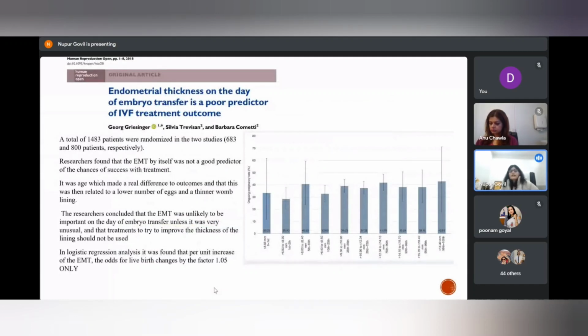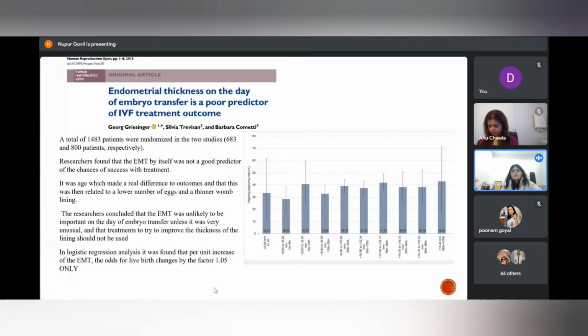This was a study by Grisingar et al., and they said that endometrial thickness is actually dependent on the age and number of eggs retrieved, and they concluded that it should not be taken as a good predictor of treatment, because it depends upon the embryo quality and the age of the patient. And they concluded that unless the endometrial thickness is on the extreme side, no treatment should be tried to improve the thickness of the lining.